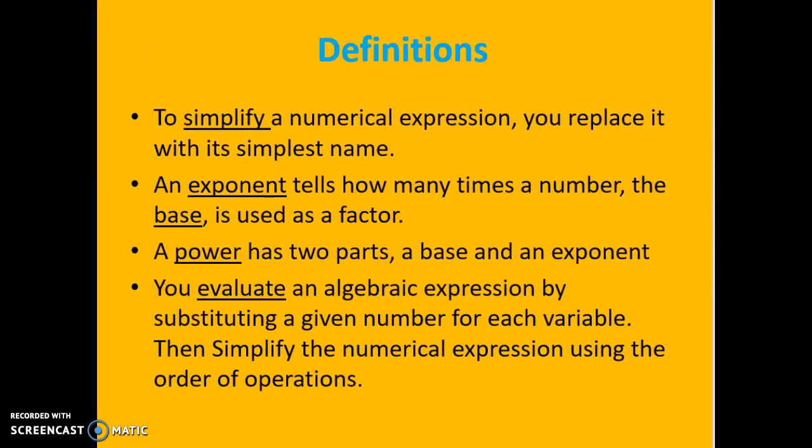To do this, there are a couple definitions that I'd like us to look at. First of all, the term simplify. Simplify means that we're going to rewrite a numerical expression with its simplest name. An exponent, which is our second term, tells us how many times a number, referred to as the base, is used as a factor. The next term that you see on the slide is the word power, which really has two parts. With the power, we have the base, and then we have the exponent.